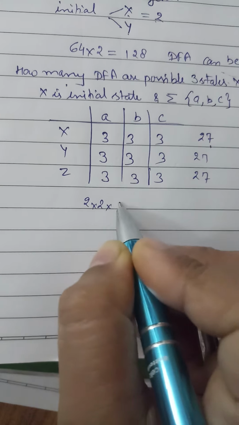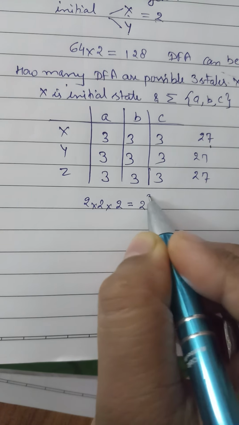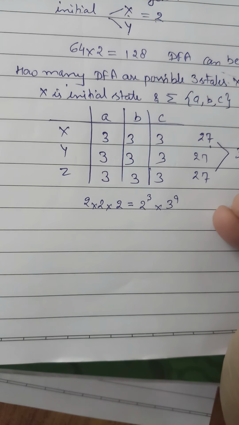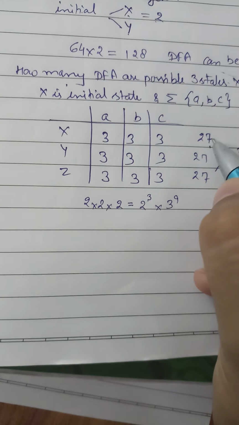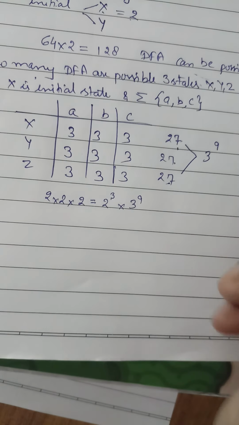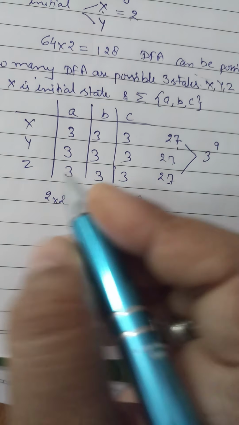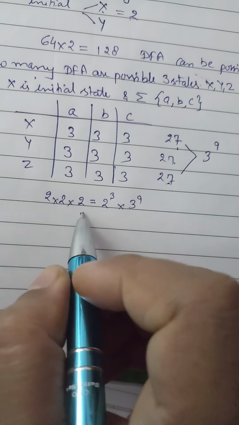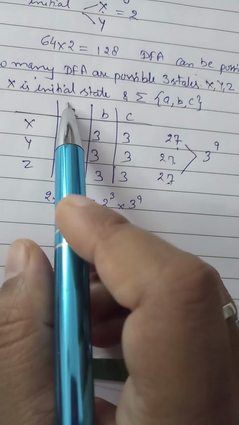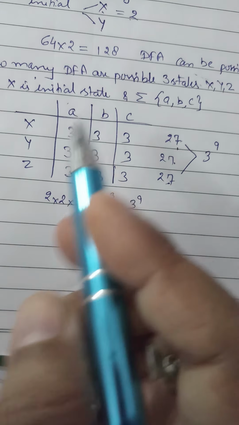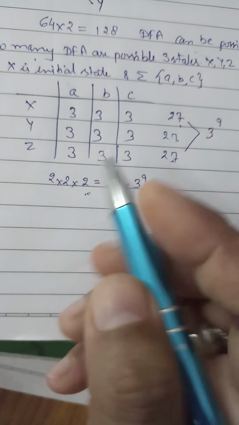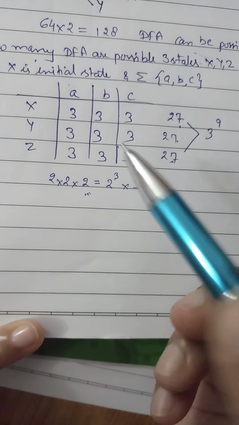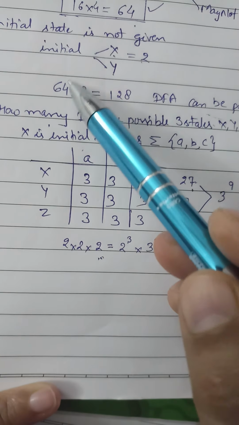So 2 into 2 is 2 to the power 2, and 3 into 3 into 3 is 3 to the power 3. So the total will be 3 to the power 9: 3 to the power 3, 3 to the power 3, 3 to the power 3. So total 3 to the power 9. Here, what is the possibility? Only the initial state is given. Initial state x is given, but the final state is not given.